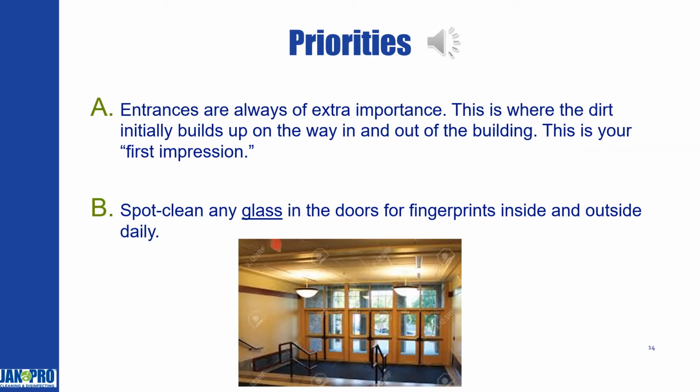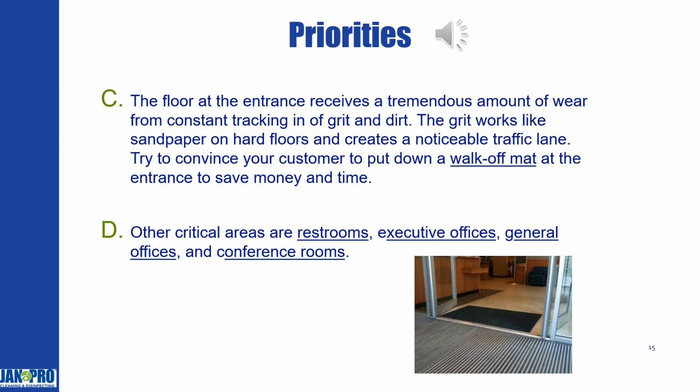As you work an efficient routine, you should always keep in mind areas that may need more special attention because they're high priority areas. For example, entrances are always extra important since that's where the first impression is made when people come into the building. Any glass in the doors should be checked for fingerprints, inside and out, daily. Sometimes it's harder at night, so you might want to have a flashlight to shine on the glass to make sure you got all of the fingerprints. Also, the floor at the entrance gets a tremendous amount of wear and tear if people are coming in and out, so make sure you're focused on that.